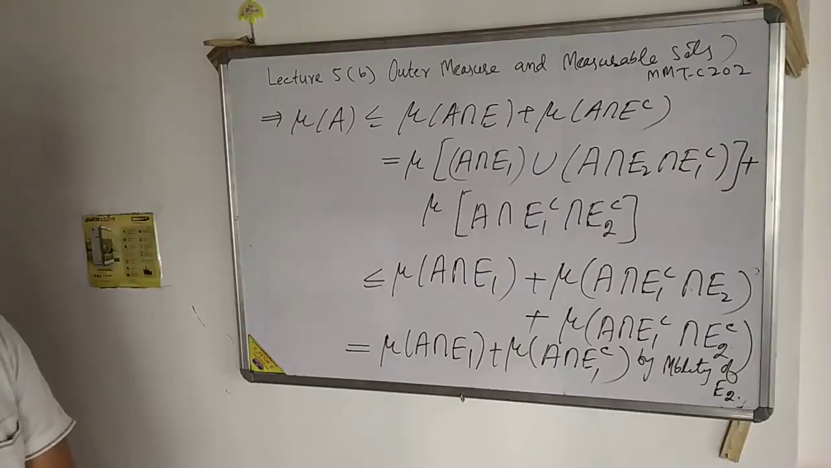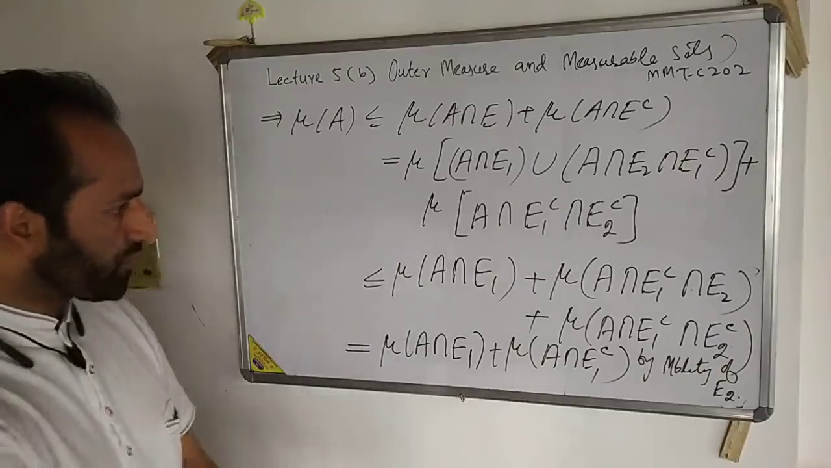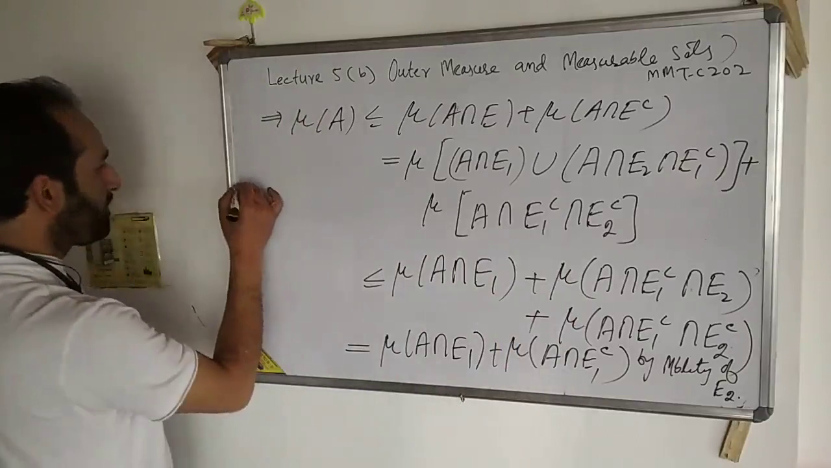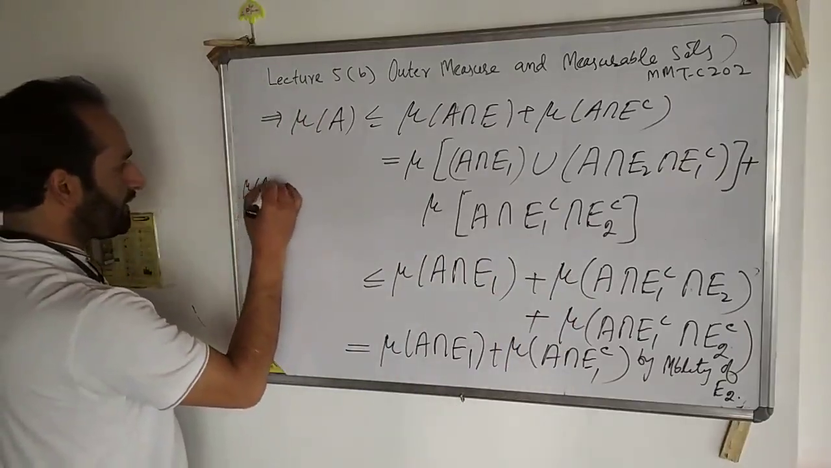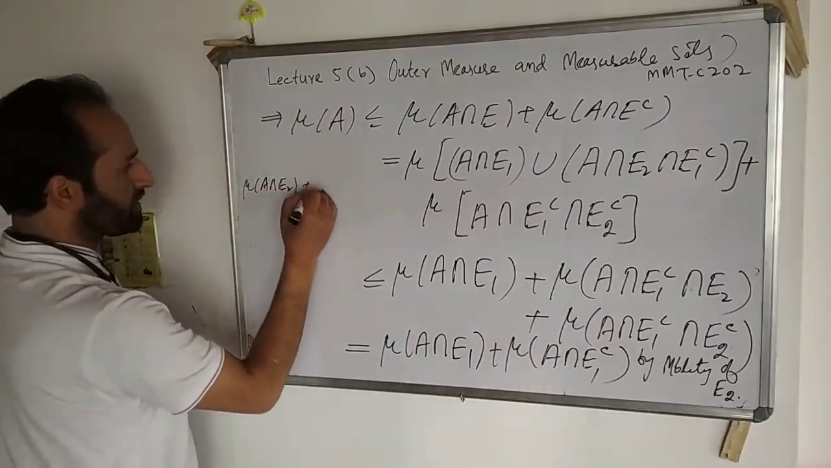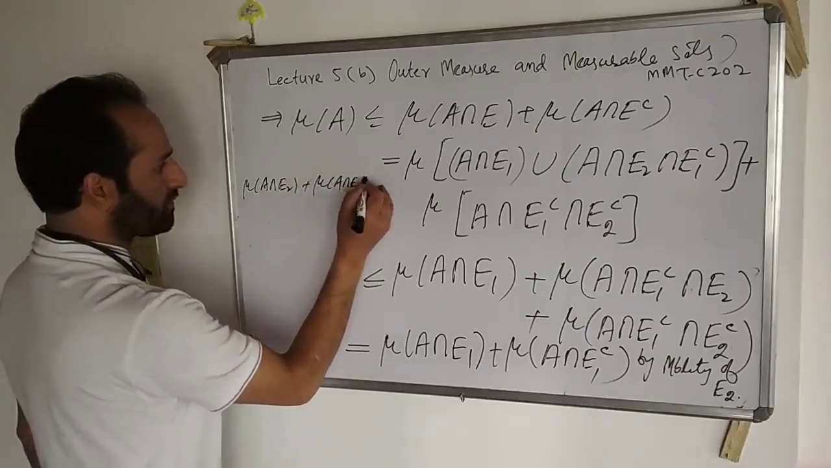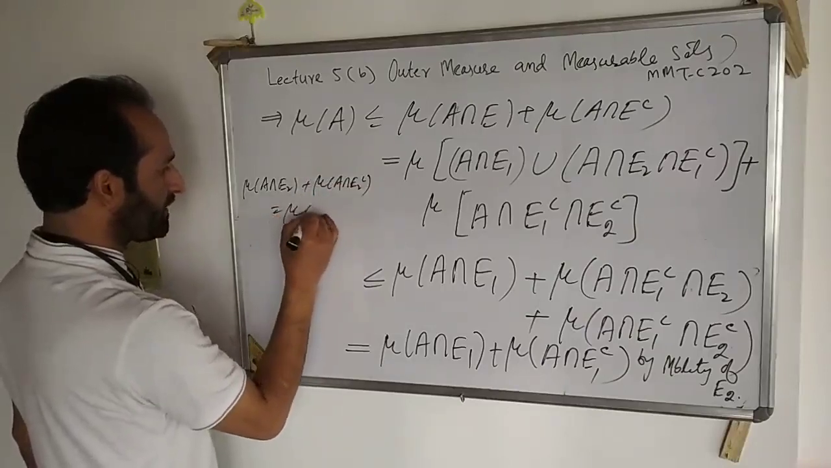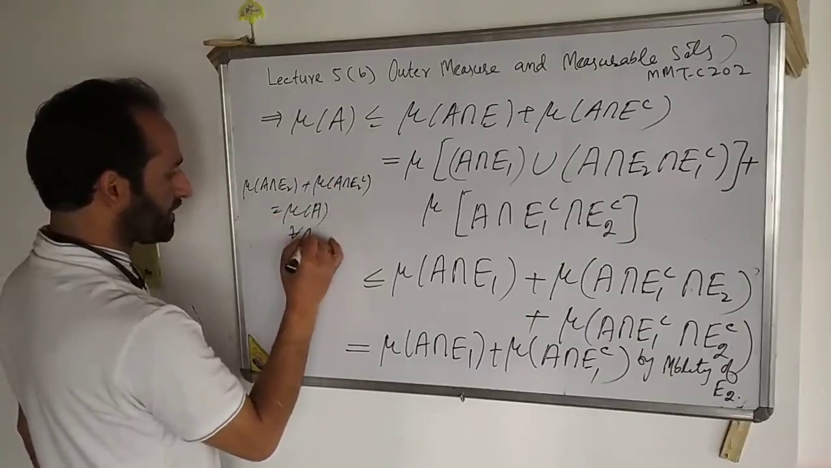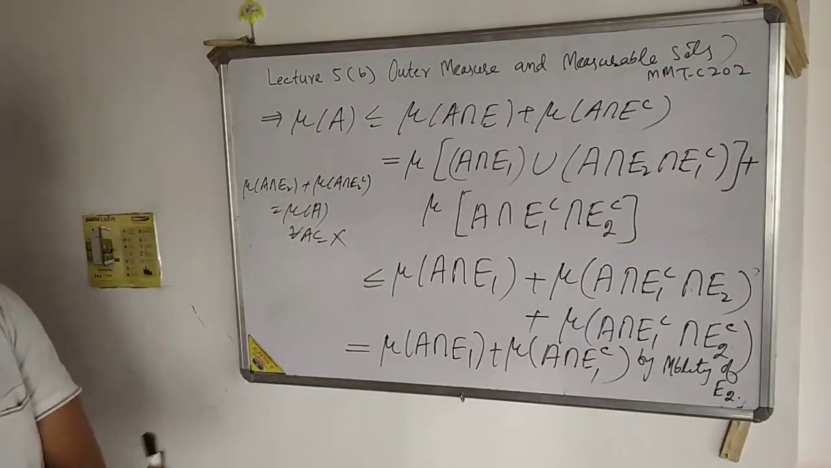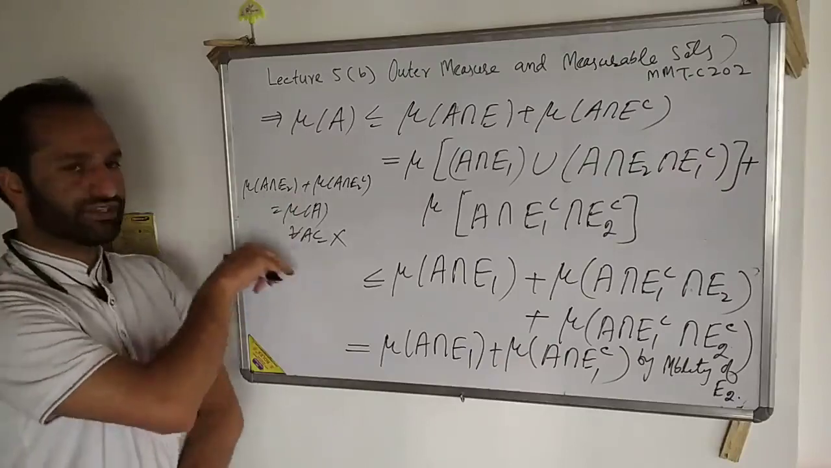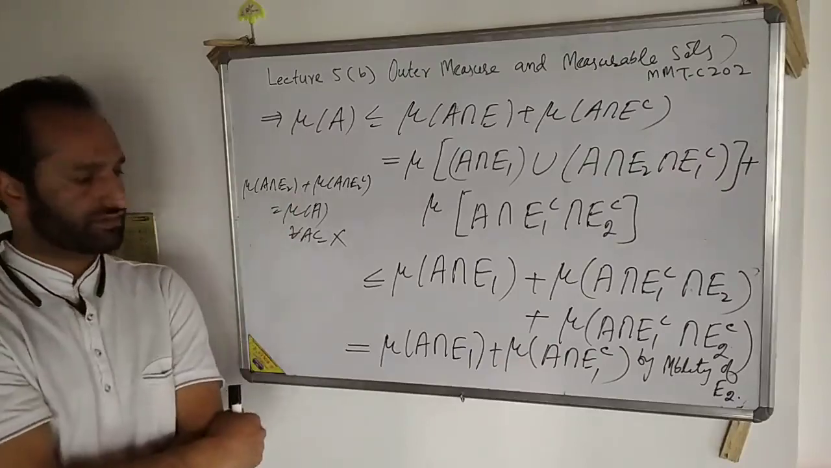Okay, so what do we mean by measurability of E2? It means mu of A intersection E2 plus mu of A intersection E2 complement is equal to mu of A for every subset A of X. So this is the measurability of E2. E2 is measurable, therefore it satisfies this property for every subset A of X.